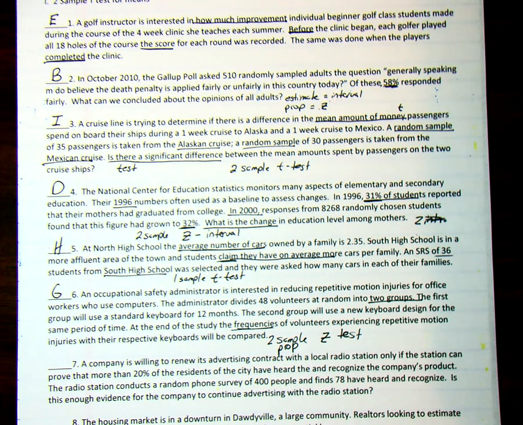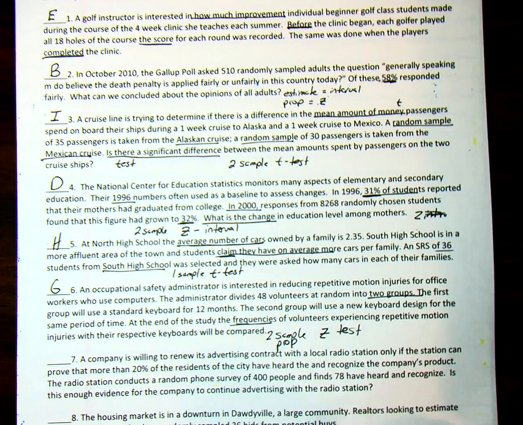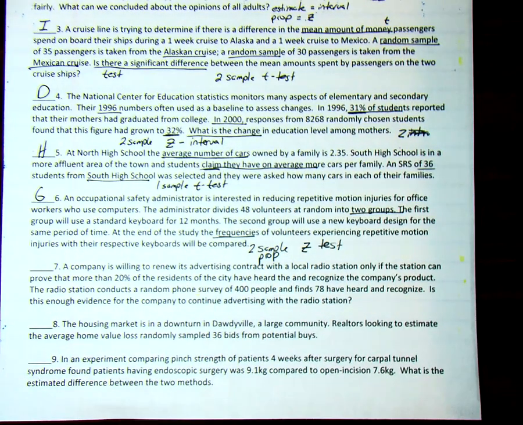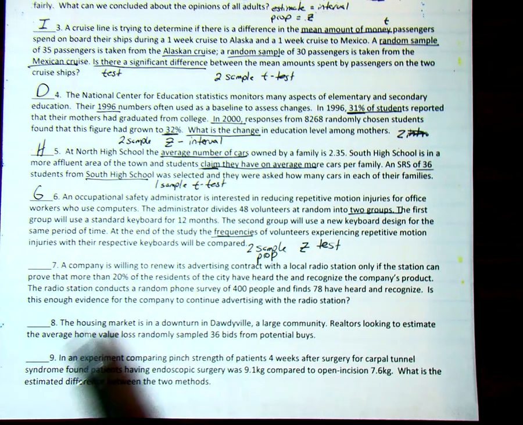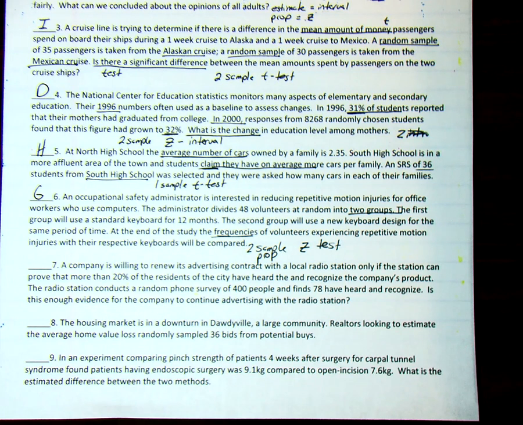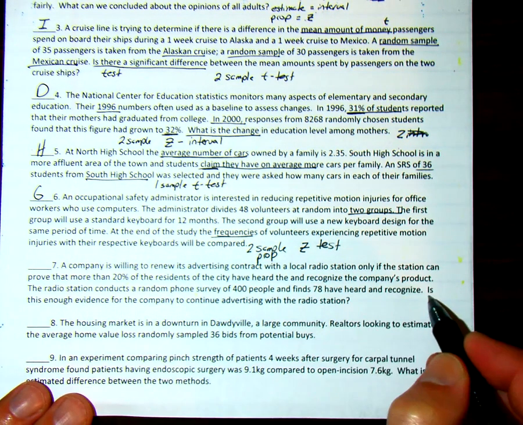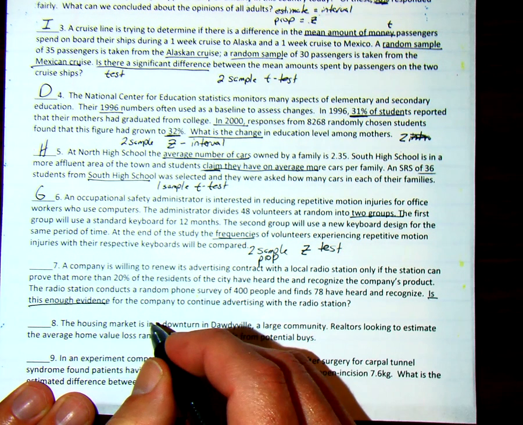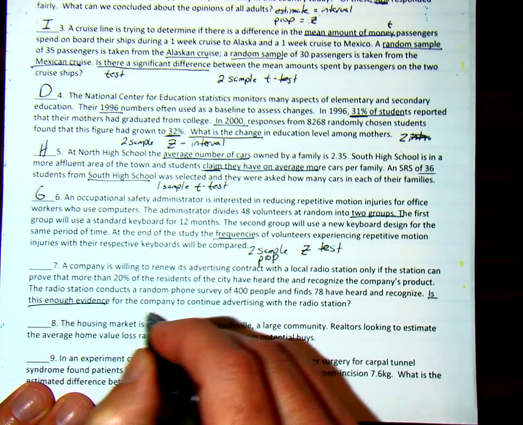A company is willing to renew its advertising contract with a local radio station only if the radio station can prove that more than 20% of the residents in the city have heard and recognized the company's product. The radio station conducts a random sample of 400 people and finds that 78 have heard and recognized. Is there enough evidence for the company to continue to advertise on the radio station? Okay, so the question is, is this enough evidence? Because it is, that means that we're going to conduct a test.